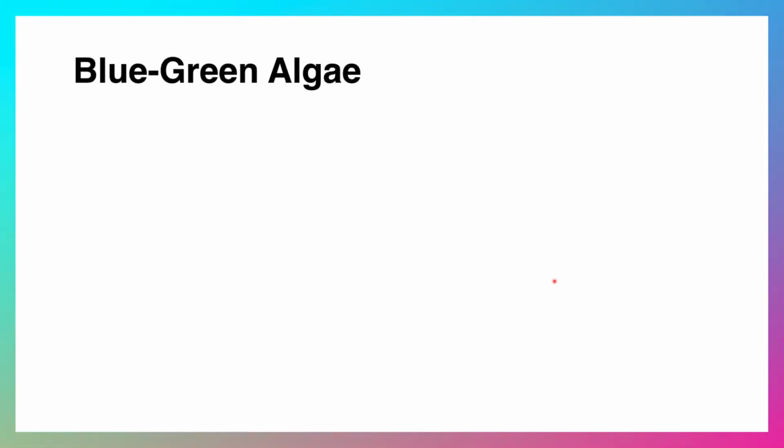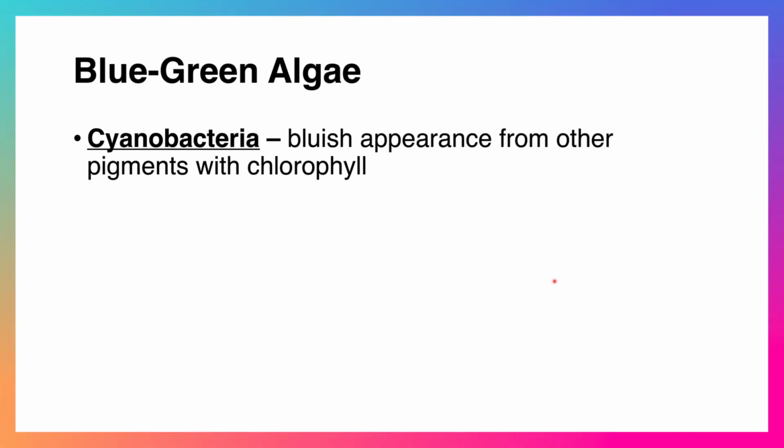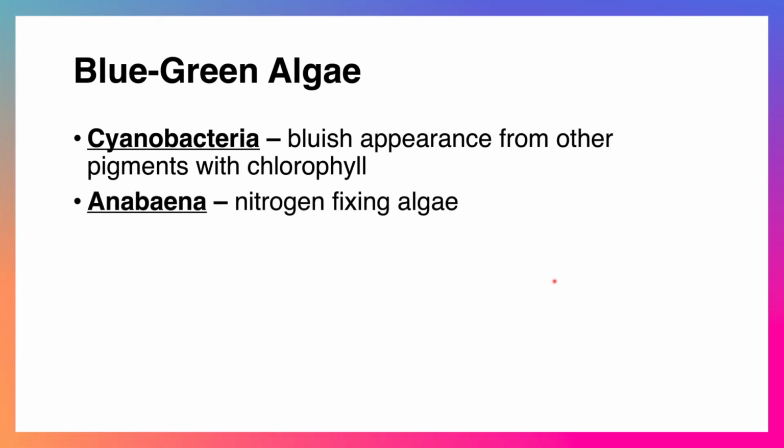Blue-green algae are small single-cell organisms, also known as cyanobacteria. The bluish appearance comes from another pigment which is mixed with chlorophyll and leads to the sort of bluish-green hue. One of these blue-green algae is called Anabaena. Anabaena is important because it fixes nitrogen in the environment. Nitrogen fixation from the atmosphere is the first step in the production of proteins.